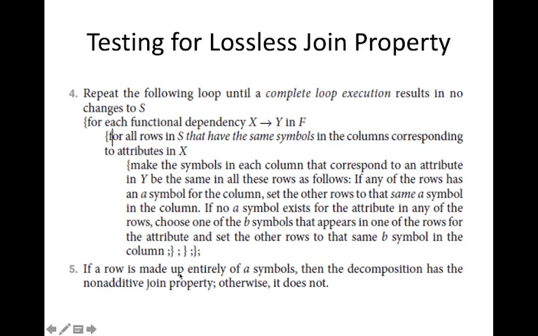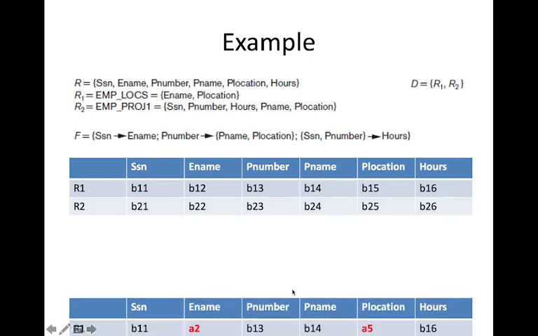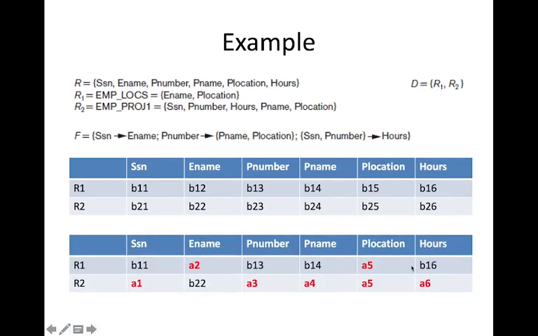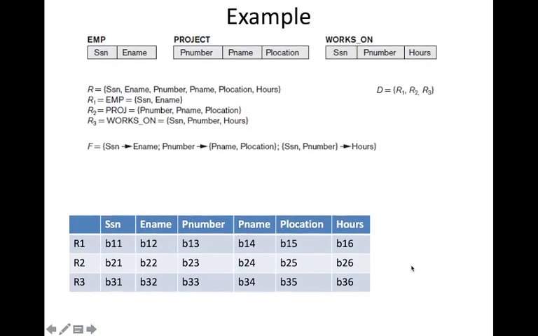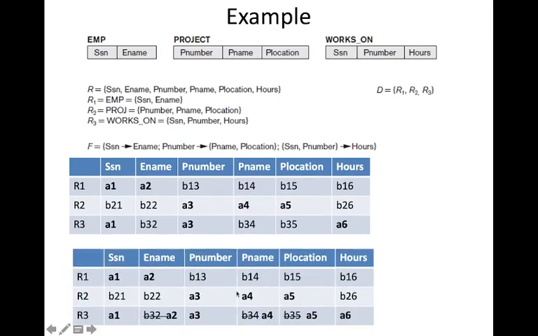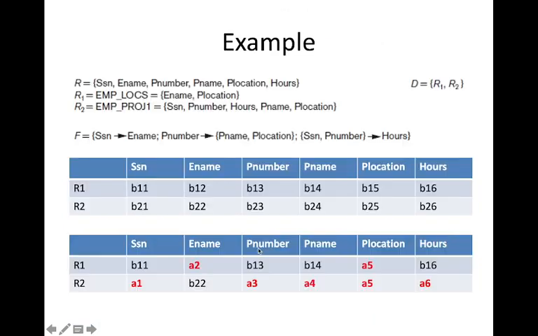So if a row is made up entirely of A symbols, then the decomposition has the non-additive join property. Otherwise, it does not. In this first example, we can see that it does not contain complete A values. But in the second example, after performing all these steps, we can see all of these having the same A symbols.